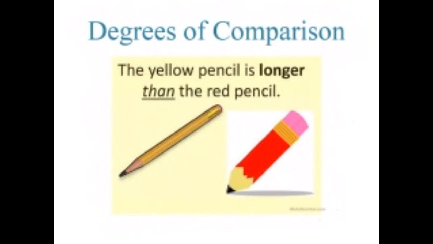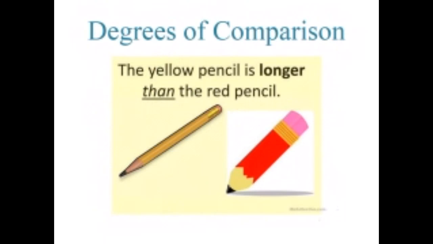Now you can see a visualization or a picture explaining the same comparative degree of comparison. The yellow pencil is longer than the red pencil. Now you can see two different pencils in the picture. One is yellow colored and the other one is red colored, right? So if I talk about the length of these two pencils, the yellow one is longer than the red pencil. Again, you must have seen the word than in the sentence, and longer suggests the comparative degree of comparison. Is it clear?